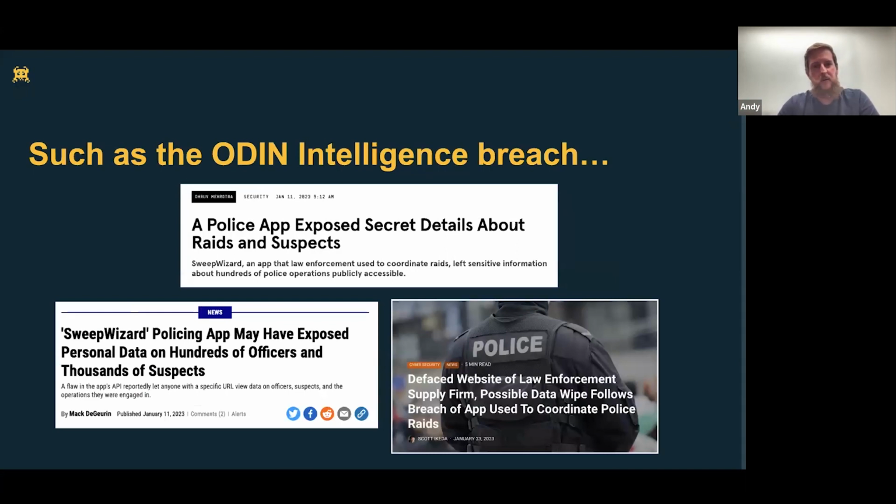There are two final ones that I want to touch on. These are much smaller, and we have less detail on them. One is Odin Intelligence. Odin Intelligence are an organization that builds technologies for law enforcement. One such technology was an app called Sweep Wizard, which is a policing app. The idea of Sweep Wizard is that it allows law enforcement officers to coordinate with each other when they're going on active raids or arrests.